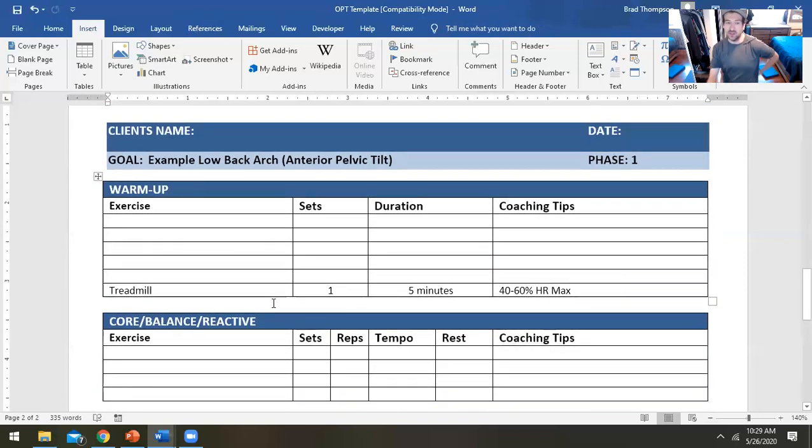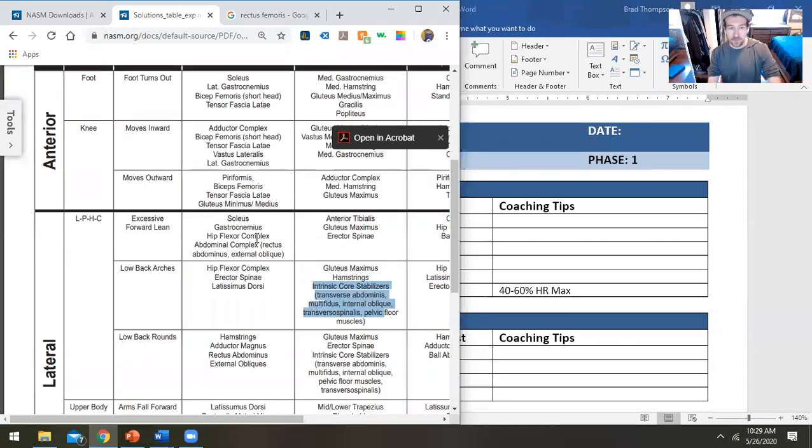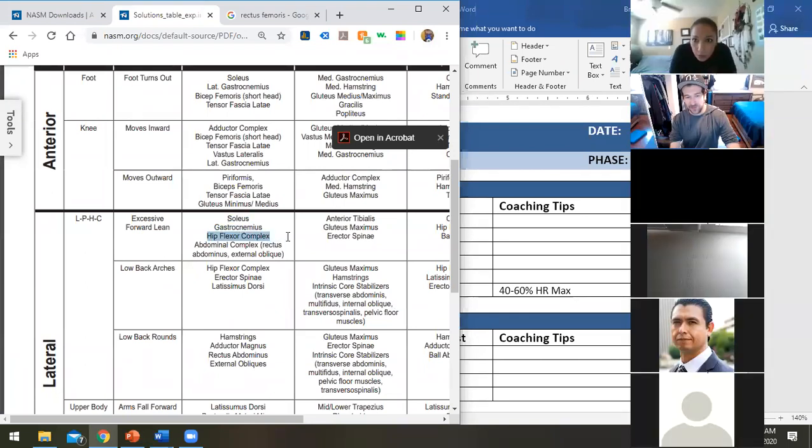Looking at a client, rather than the low back arch, let's look at an example, excessive forward lean, right? Now, this is gonna be another one of those weird problems. I mentioned it on Friday briefly, but if we look at the excessive forward lean, our overactive muscles, you're gonna see soleus and gastrocnemius, and then you're gonna see hip flexor complex and abdominal complex. So it's like our probable when somebody squats like this, right? That's their overhead squat. They do this big, super far forward lean, right?